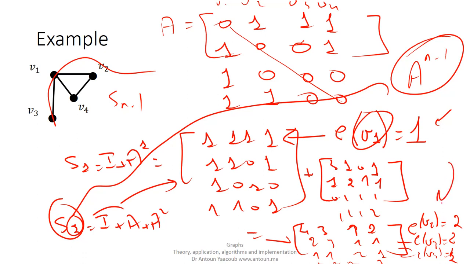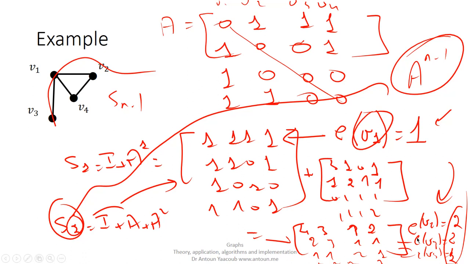To calculate the diameter, it's the maximum eccentricity, where all the eccentricities were calculated. So for example here the diameter would be equal to 2, and the periphery contains V2, V3 and V4.